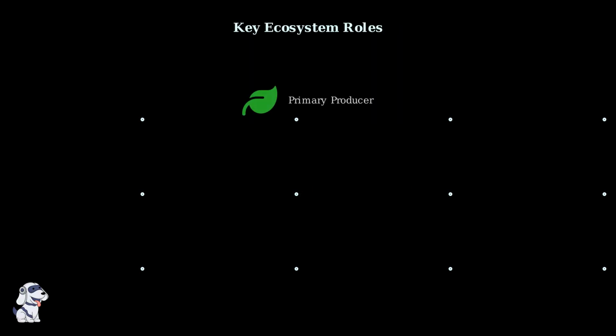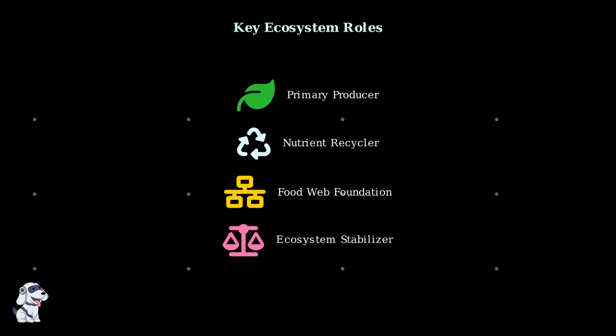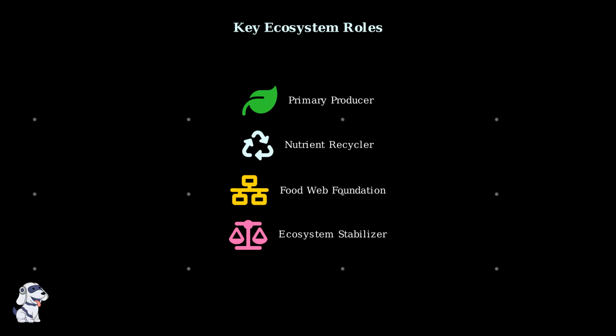Anabaena serves four critical ecosystem roles. As a primary producer, it creates biomass through photosynthesis. As a nutrient recycler, it converts unusable nitrogen into usable forms. It forms the foundation of food webs by supporting other organisms and acts as an ecosystem stabilizer by maintaining nutrient balance. Without Anabaena and similar nitrogen-fixing cyanobacteria, many aquatic ecosystems would collapse due to nitrogen limitation. These microscopic organisms truly are the unsung heroes of our planet's water systems.